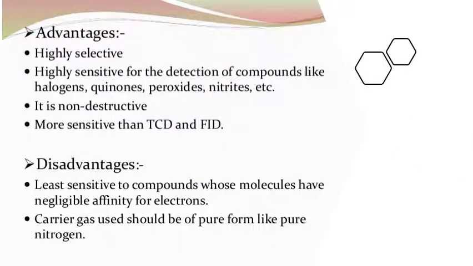Now we see the advantages and the disadvantages of the ECD. It is highly selective, highly sensitive for the detection of compounds like halogens, quinones, peroxides, nitrites. It is a non-destructive detector. Its sensitivity is more than TCD and FID. TCD sensitivity is 10 to the power minus 9 grams, and of the FID it is 10 to the power minus 11 gram. And ECD has a sensitivity of 10 to the power minus 9 to 10 to the power minus 12.